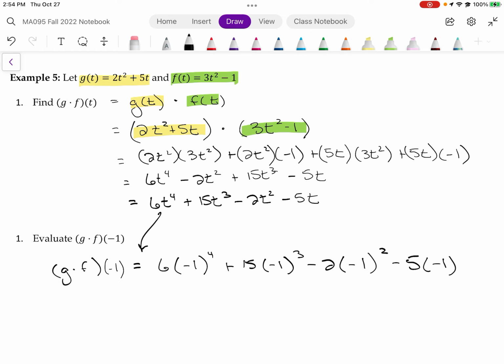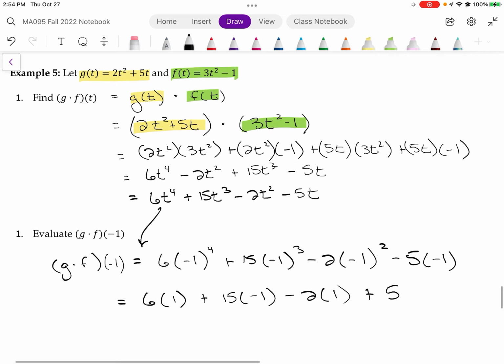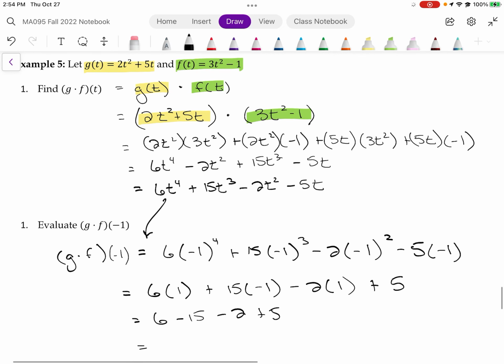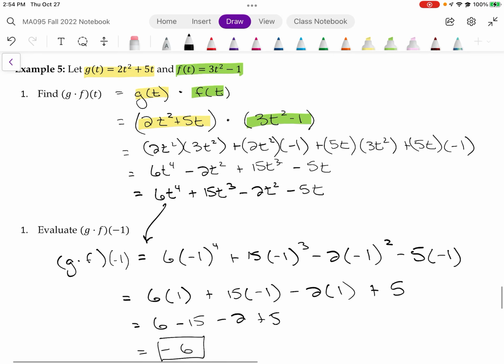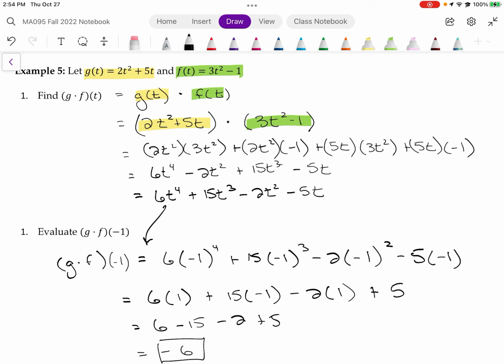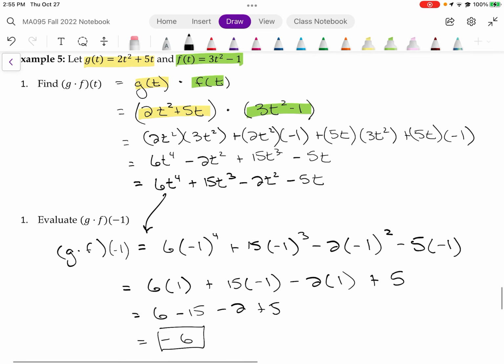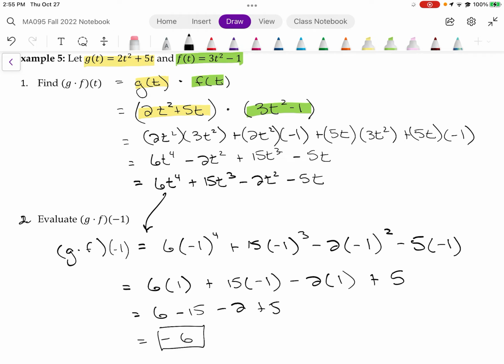Please, if you have not already, pause the video and practice doing this kind of evaluation. So I get 6 times 1 plus 15 times negative 1 minus 2 times 1 plus negative 5 times negative 1. And that gives me 6 minus 15 minus 2 plus 5. And that gives me negative 6. Okay, so evaluating g times f of negative 1, in other words, multiplying the two equations together with negative 1 plugged in, gives me negative 6.